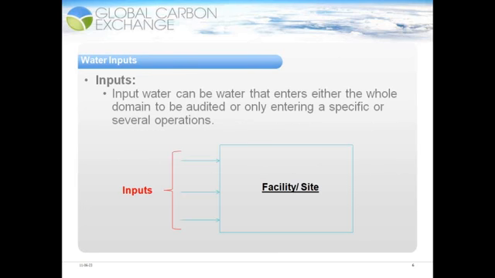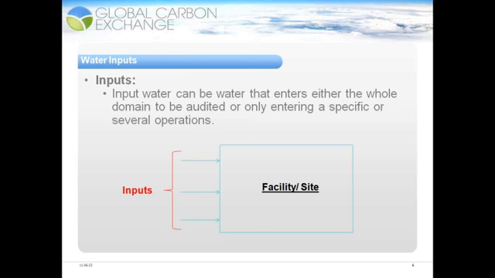Okay, so now we're just going to go through some of the basic definitions. I've thrown out a few words there, namely inputs, operations, and outputs. We're going to have a look at what each of those actually mean and what the different sources are. So input water. Input water can be water that enters either the whole domain to be audited or only entering a specific or several operations.